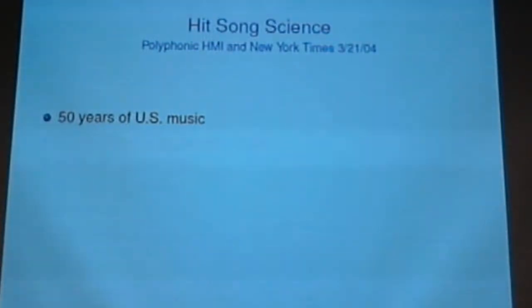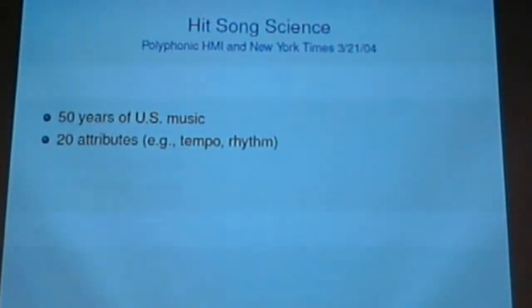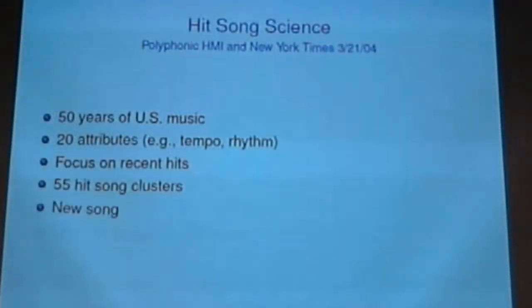This is based on articles from the New York Times in that year. And 50 years of U.S. music, 20 attributes, tempo, rhythm, and so on. Okay. And focus on recent hits, 55 hit songs, clusters, new songs. Okay. And like a near cluster center, so you want to cluster. This is not a classification, okay, right? You still need to know the number of groupings.